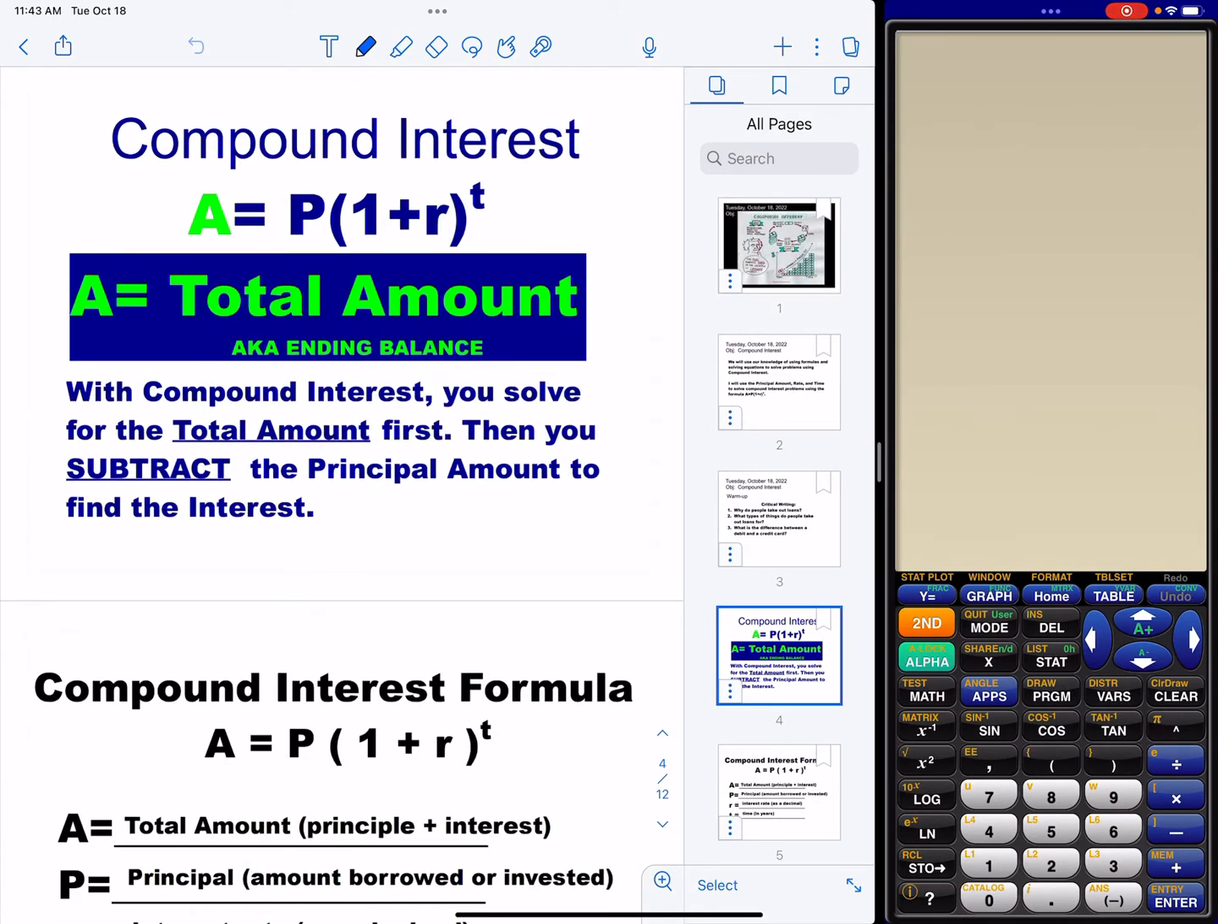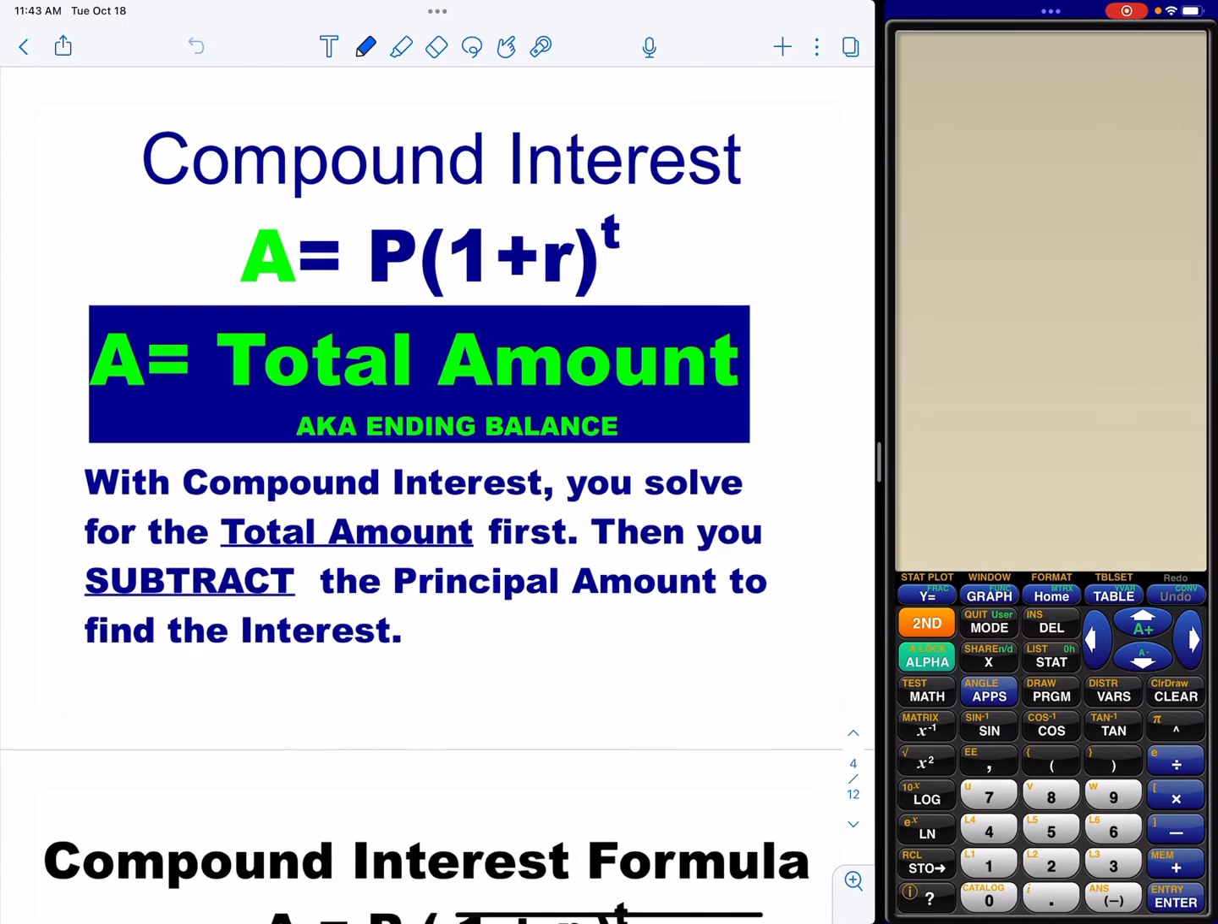The first difference that you're going to notice is the formula. The formula is quite different. This formula is A equals P(1 + R)^T, okay? So the only letter that's new in this particular formula is the A, and the A stands for amount. That's all it really stands for.